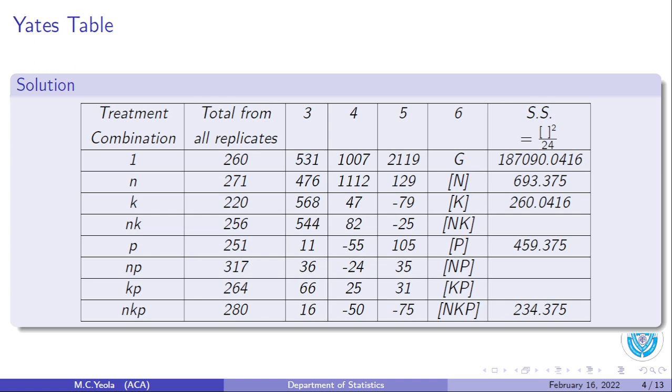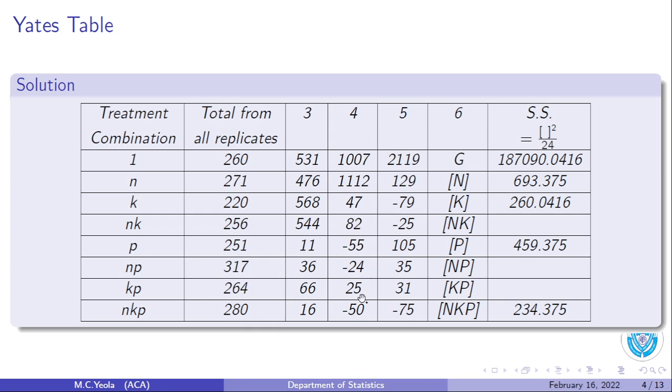Then we prepare the Yates table in our usual way. Follow the order of the treatment combinations and write the treatment totals we obtained in the previous step. The first half is the addition of these pairs of values, and in the second half we do the subtraction: second minus first, fourth minus third, sixth minus fifth, and eighth minus seventh. This way we get this column.